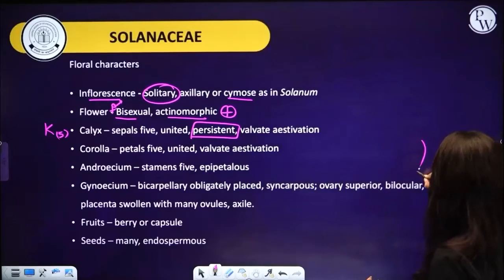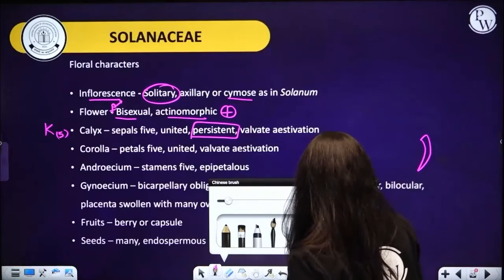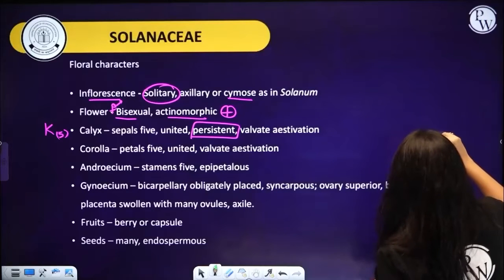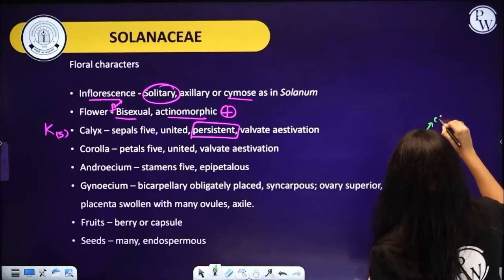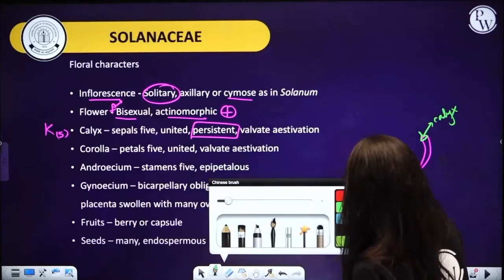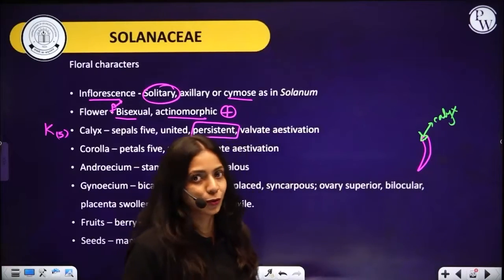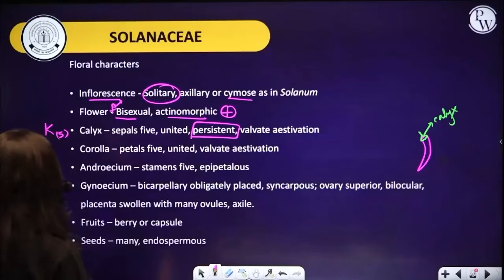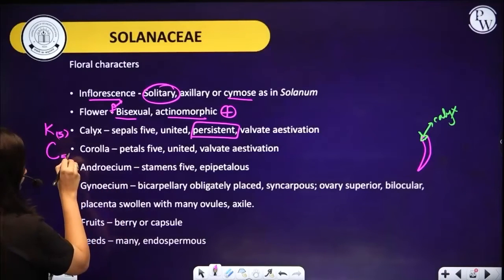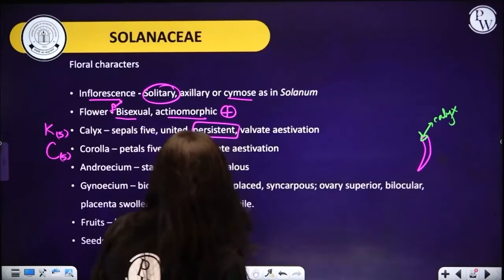So when you buy a chili, you know that there is a green color stalk to it and it will have this thing, right? This is nothing but the calyx of the flower that has persisted and it is present even after the ovary has transformed into the fruit. So that is persistent calyx. Corolla represented by letter C. Petals are 5 in number and they are fused. United means fused. They show valvate aestivation.